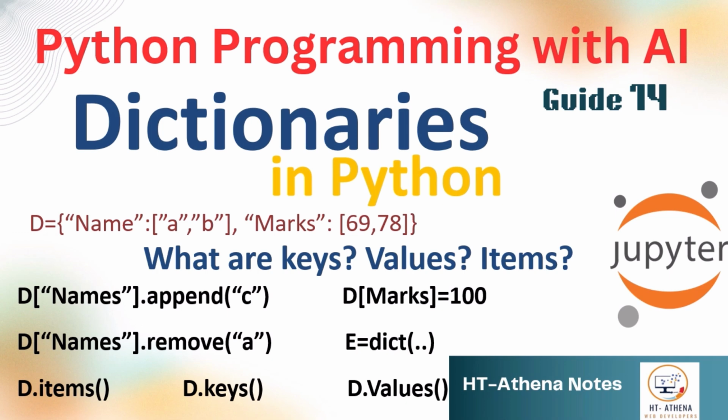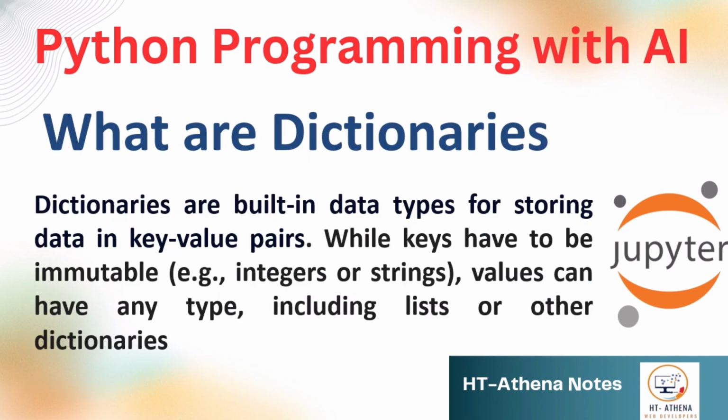In this video, we are going to discuss dictionaries in Python. What are dictionaries? Dictionaries are built-in data types for storing data in key-value pairs. While keys have to be immutable, values can have any type including list or other dictionaries. Now let's go directly to the practical sessions to identify this easily.